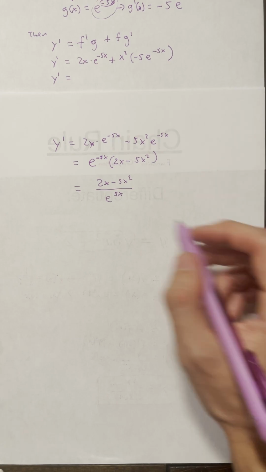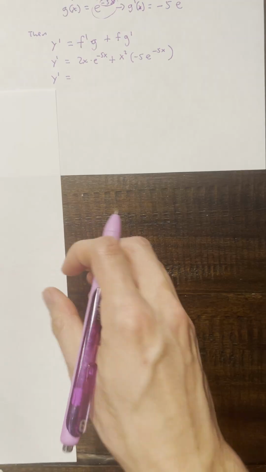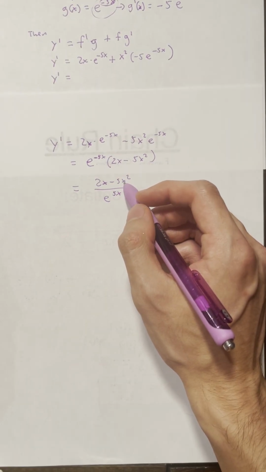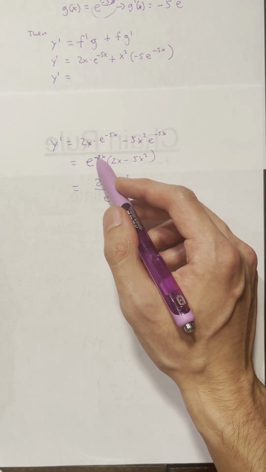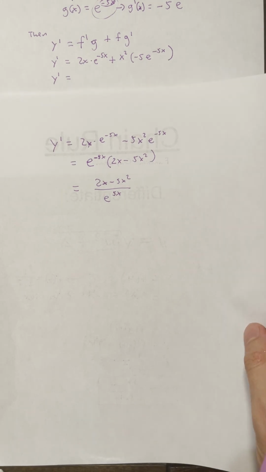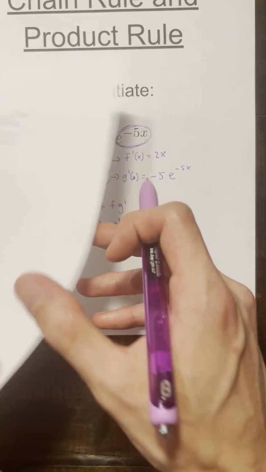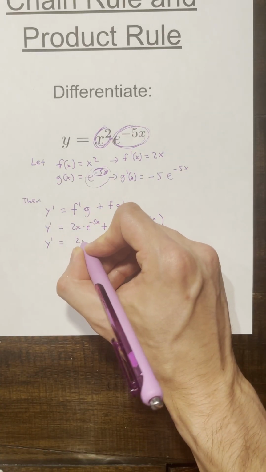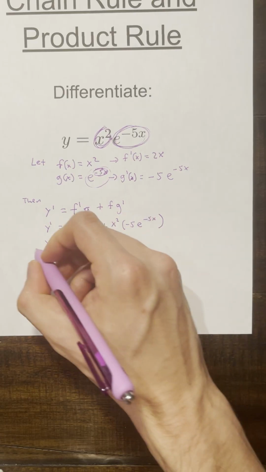Okay. So I'm just going to write that down. The reason why we never factored out x is because our whole purpose here for factoring was to get rid of the negative exponent. So factoring out x has nothing to do with it. Okay, so let's go ahead and write this down. So 2x minus 5x squared over e to the power of 5x. This is your answer.